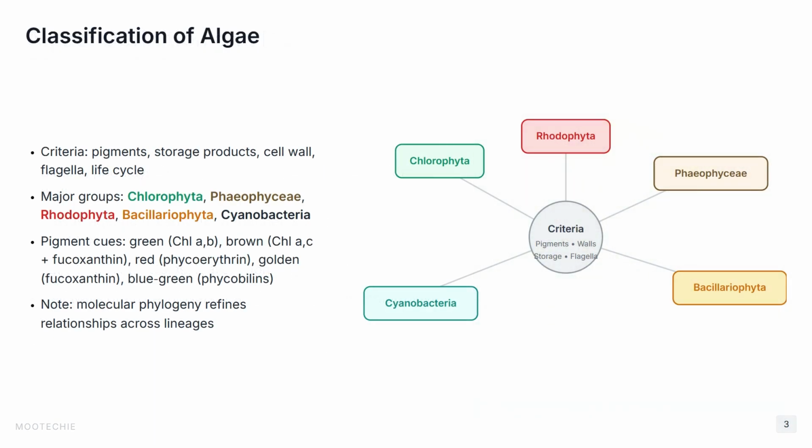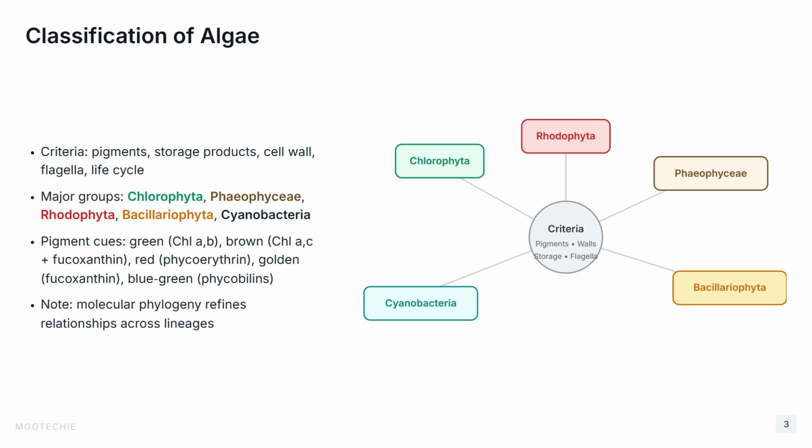Now, let's look at how algae are classified. Classification is based on several criteria: their pigments, storage products, cell wall composition, flagella, and their life cycle. The major groups include Chlorophyta or green algae, Phaeophyceae, the brown algae, Rhodophyta or red algae, Bacillariophyta, the diatoms, and Cyanobacteria, sometimes called blue-green algae.